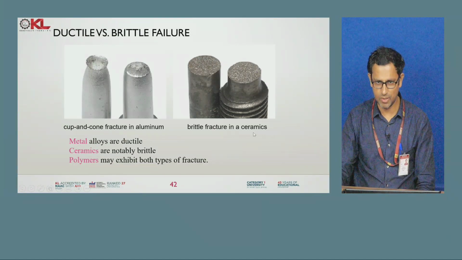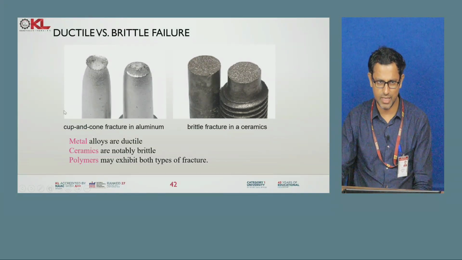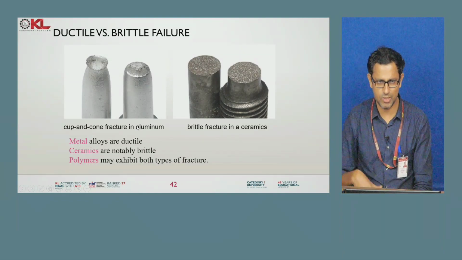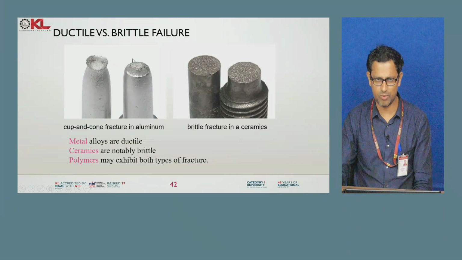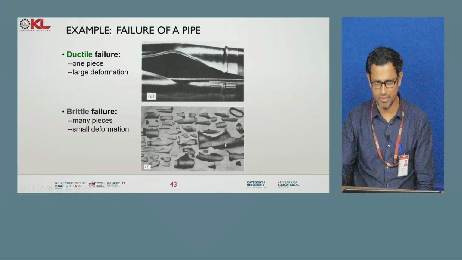The brittle failure, as I told, can be in cast iron or ceramics. The example for the ductile material is aluminum. So whenever you test aluminum under tensile loading, you will observe this kind of cup and cone failure. And whenever you test ceramics or cast iron, you will get this flat failure. In the brittle failures, you can see different small pieces, whereas in the ductile failure, you see only one piece.